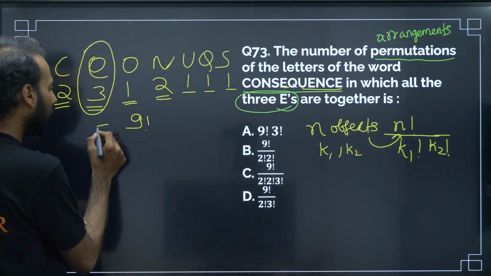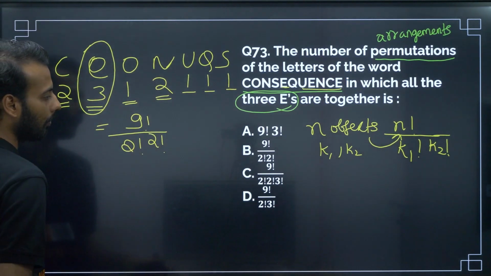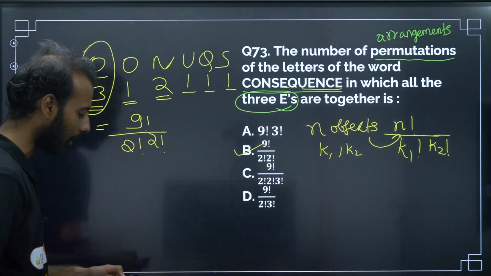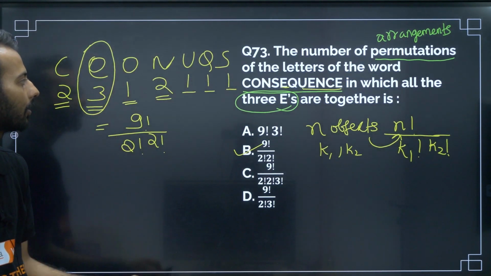So 9 factorial divided by, this C is repeating twice and this N is repeating twice. So 9 factorial by 2 factorial, 2 factorial, since C and N are repeating twice, they will make the same word.